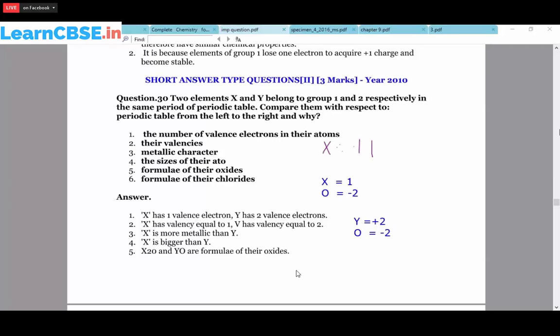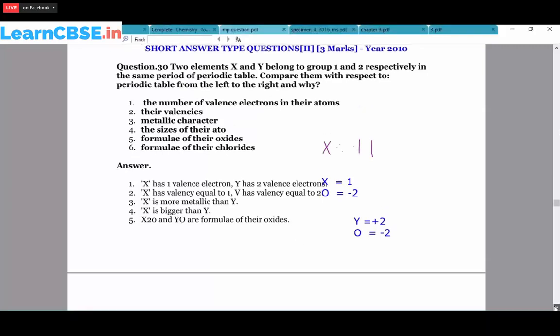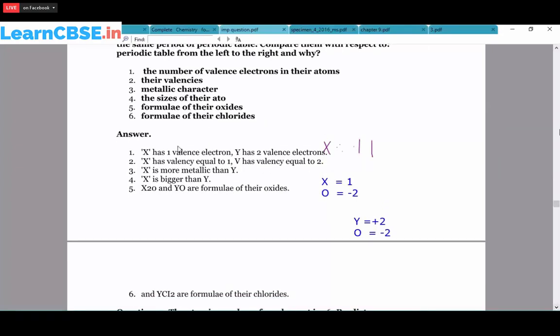In the next case, the formulae of their chlorides. The chloride has a minus 1 charge. So X has plus 1 and chlorine has minus 1. In this case, both valencies are the same, so the formula is XCl. And for Y, Y equals plus 2 and Cl equals minus 1.